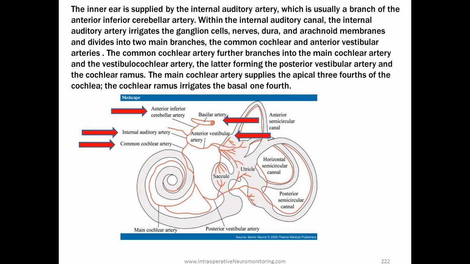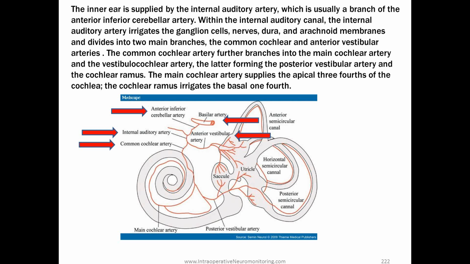Within the internal auditory canal, the internal auditory artery irrigates the ganglion cells, the nerves, the dura, the arachnoid membrane, and divides into two main branches, the common cochlear and the anterior vestibular arteries. I do not think that they're going to go that deep into the anatomy. The common cochlear artery further branches into the main cochlear artery and the vestibular cochlear artery, the latter forming the posterior vestibular artery and the cochlear ramus. Again, I don't think you need to memorize all those, but luckily the name matches where it is in the cochlea or the vestibular canals.